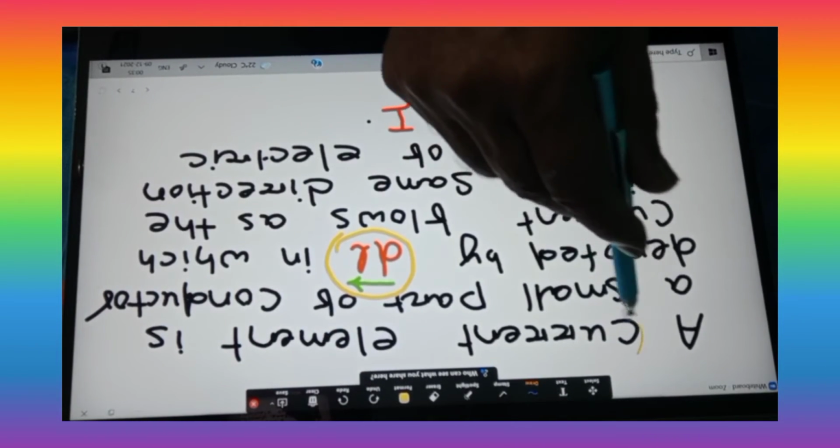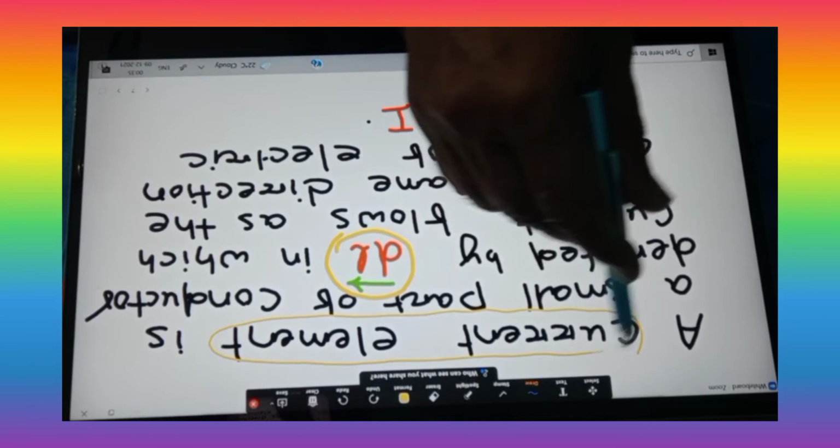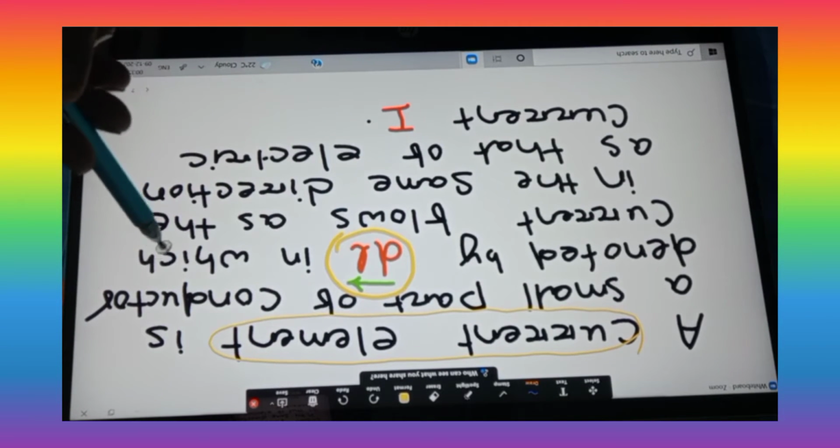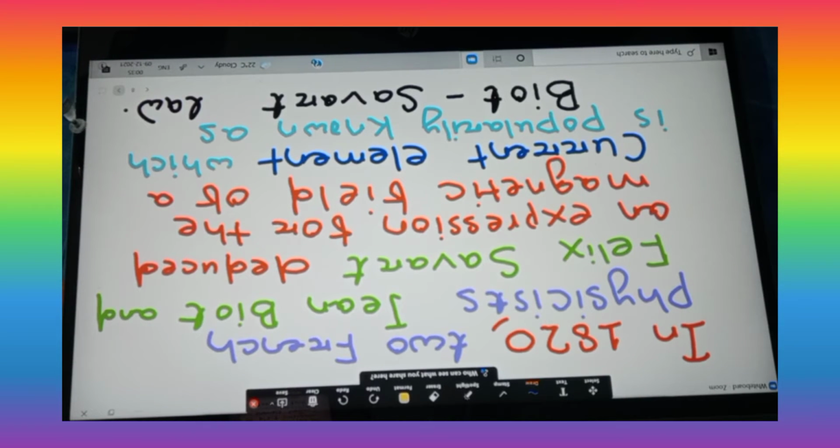Here the current element is a small part of the conductor denoted by the letter dl, in which the current flows in the same direction as that of the electric current. In 1820, two French physicists, Biot and Felix Savart, deduced an expression for the magnetic field of electric current due to a current element, which is popularly known as the Biot-Savart law. So the Biot-Savart law is mainly focused on finding the magnetic field due to a small part of the conductor, and this small part is known as what? Current element.